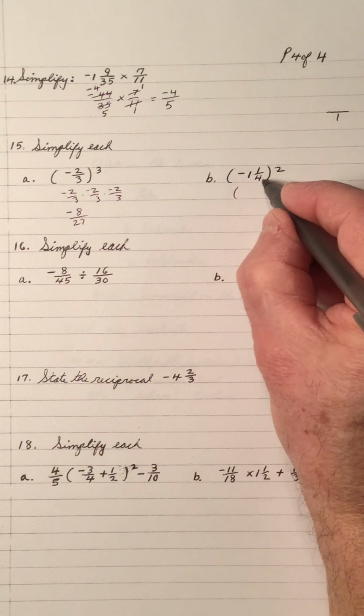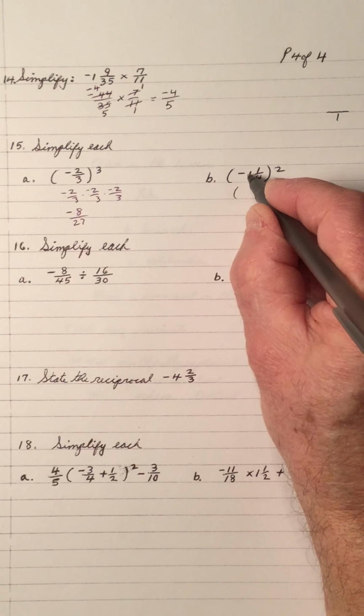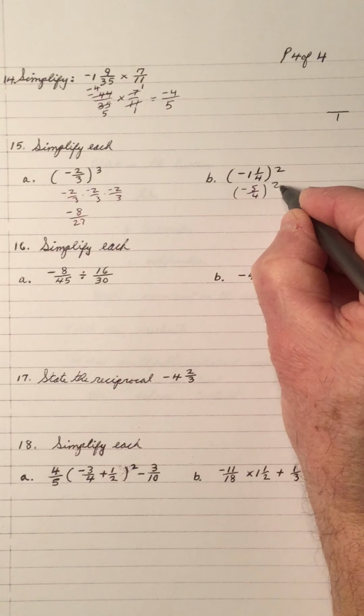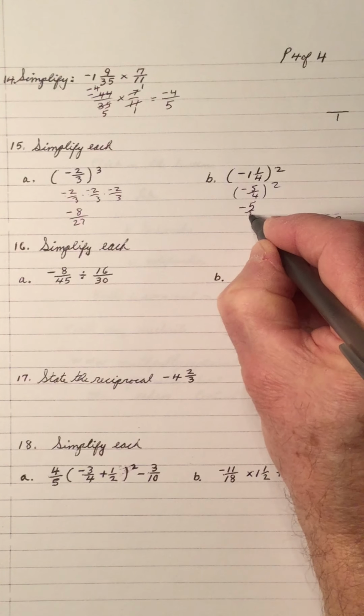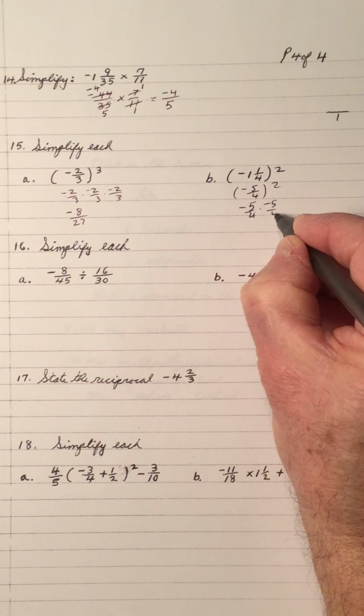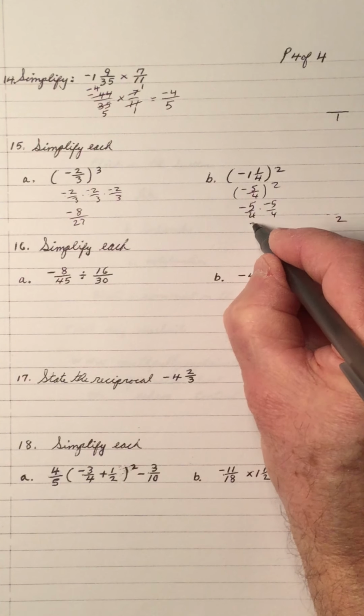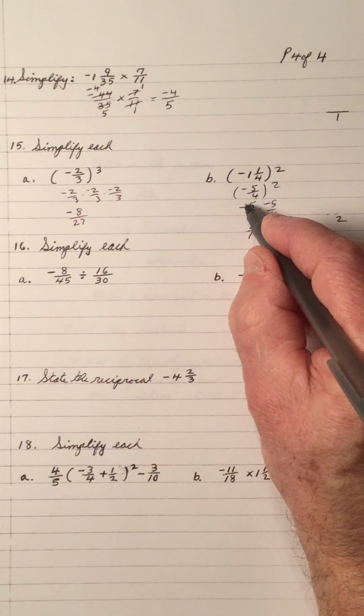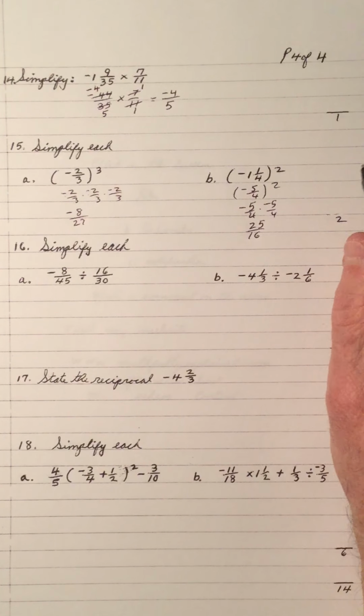If you multiply an even number of negatives, you get a positive. And we change the mixed numeral to an improper fraction. 4 times 1 plus 1 is 5 over 4, and it is negative. And we're squaring it. Negative 5 over 4 times negative 5 over 4. Negative times a negative is a positive. 25 over 16. When we multiply like signs, we get a positive. Unlike signs, you get a negative.